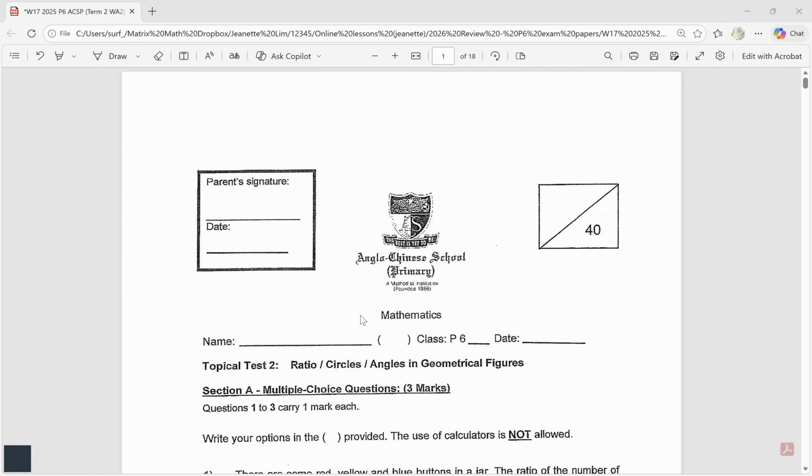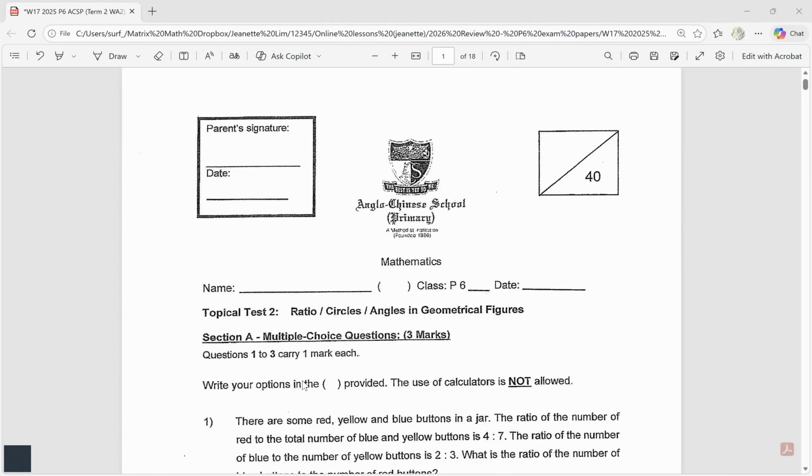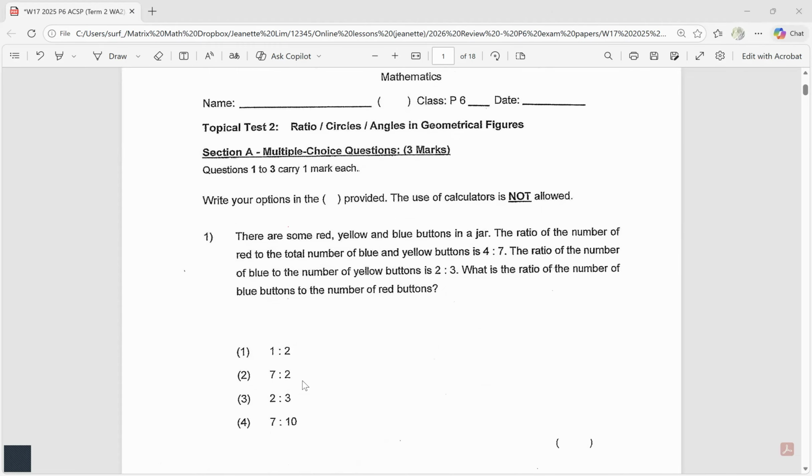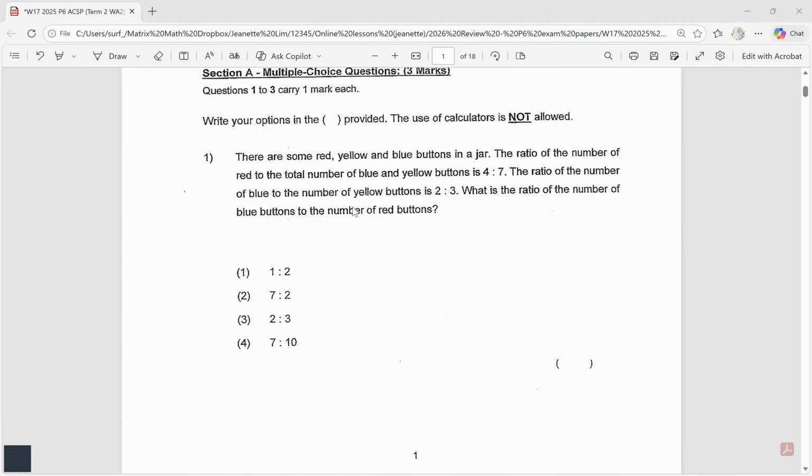ACS Primary Topical Test 2, Section A, where calculators are not allowed. Question 1. There are some red, yellow, and blue buttons in a jar. The ratio of the number of red to the total of blue and yellow is 4 to 7. The ratio of blue to the number of yellow is 2 to 3. What is the ratio of blue to red buttons?